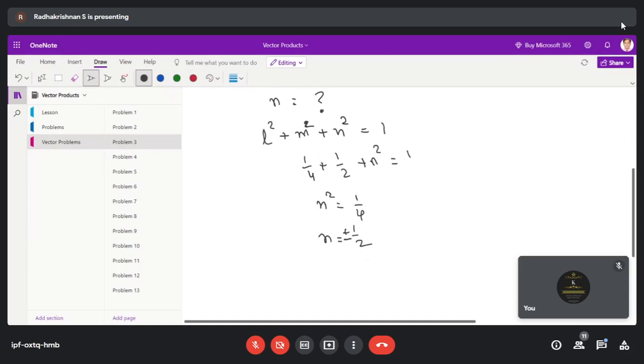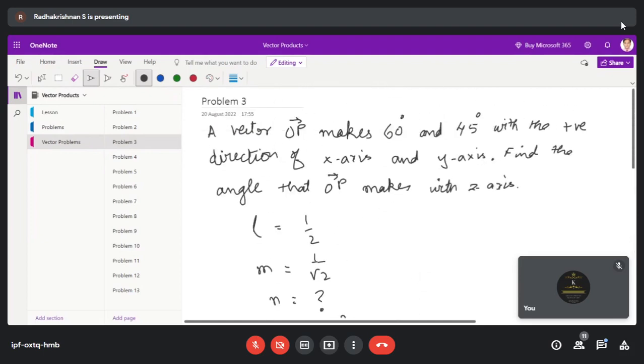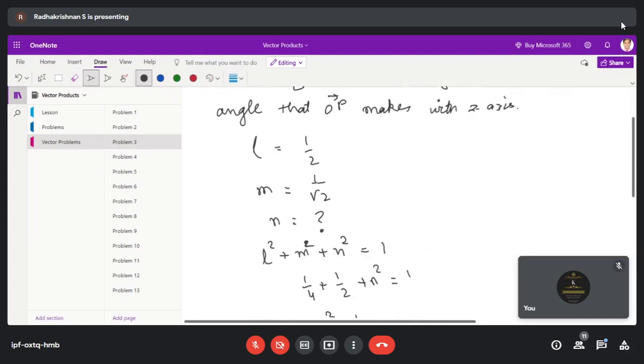So what is the angle that it makes with the z-axis then? This is cos theta. 60 degrees, sir. Yeah, correct. 60 degrees, correct, or 120 degrees. Pi minus theta, right? You got it, right? Yes, sir.